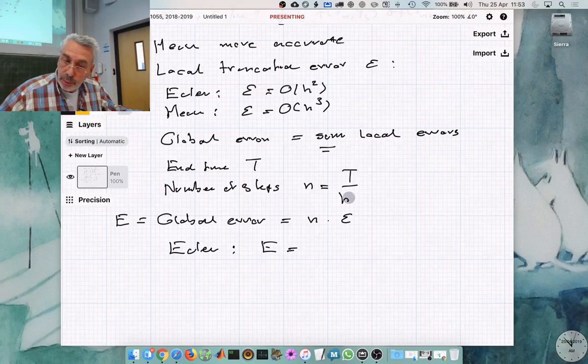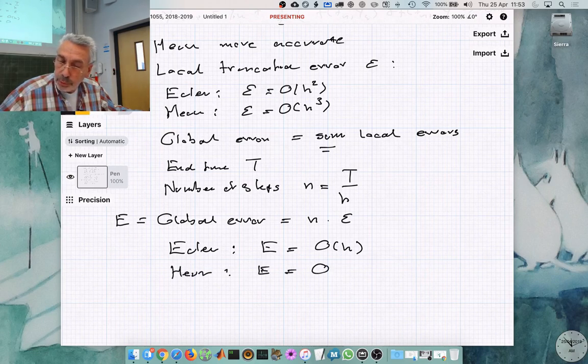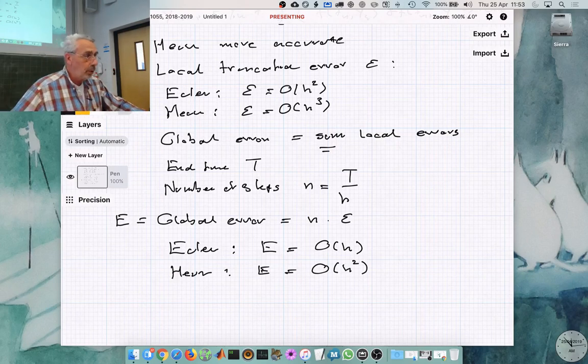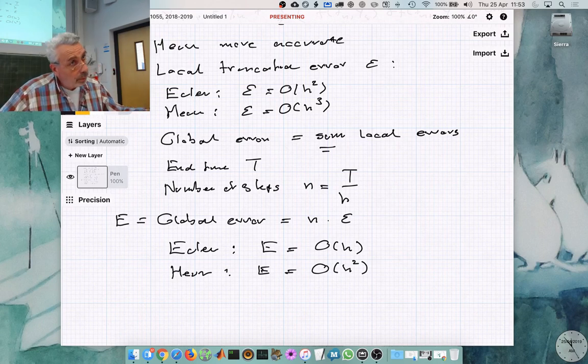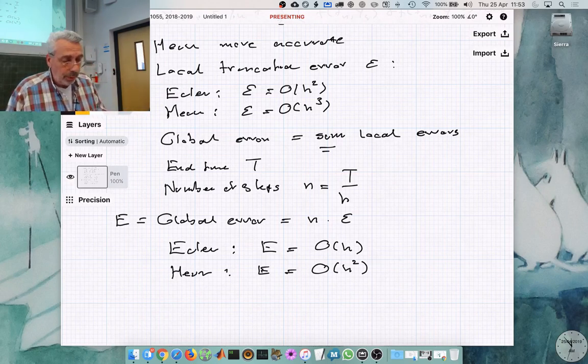but n is T over h, so it will be order h. And for Heun, the global error is order h squared. So still sounds good, but it shows that this order is probably not so fast converging, and this is like a quadratic process. If you do step refinement, you expect that your global error will go down in a quadratic sense. So that is very good news, actually. So it means that you can get any accuracy.